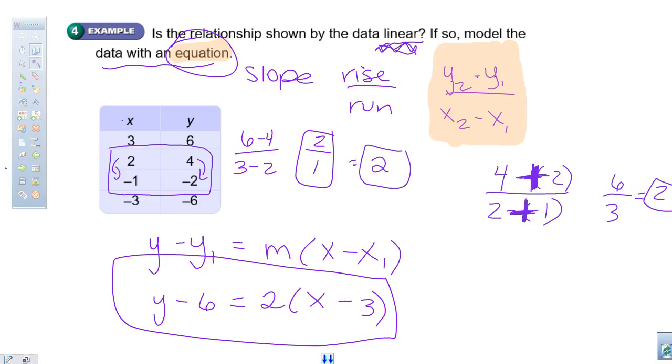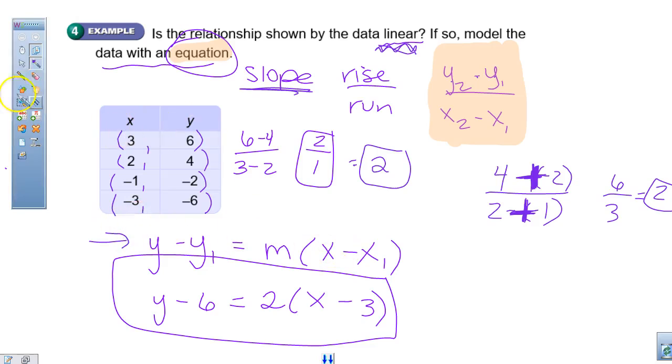So now we want to model this data with an equation. When you go to write your equation, you are given a whole bunch of points here. These are just ordered pairs, x comma y, x comma y, x comma y, x comma y. So you guys have 4 points, and you also have the slope. So when you are given a point and you are given the slope, you're going to go ahead and write that in point slope form.